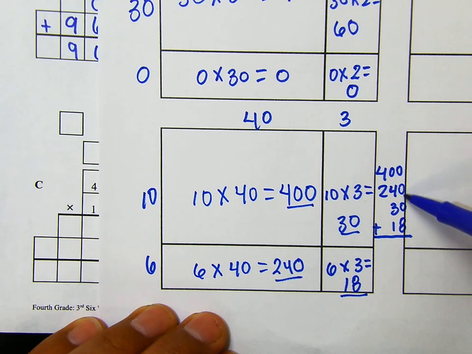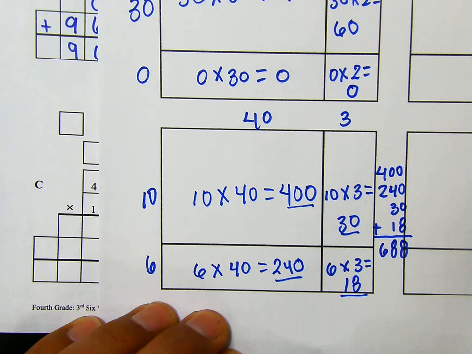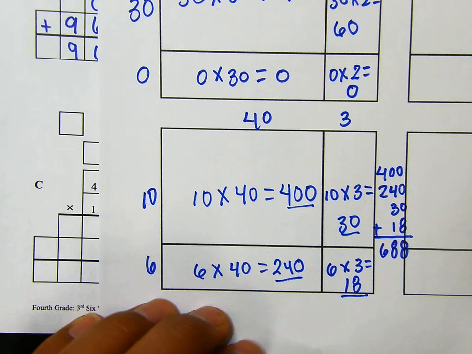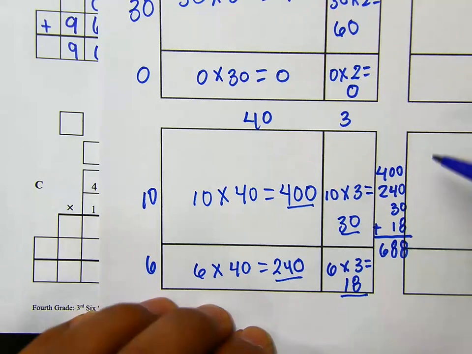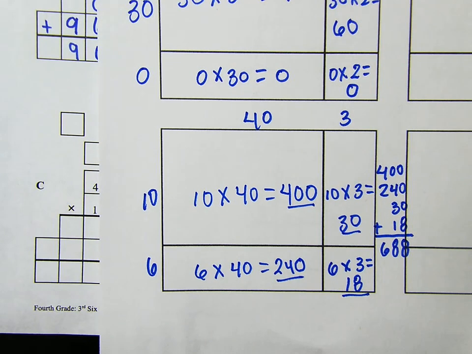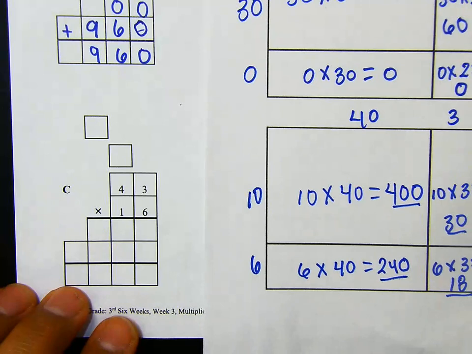So I go 0 plus 0 plus 0 plus 8, that equals 8. Then 4 plus 3 is 7, plus 1 more, that's 8. Then 4 plus 2 is 6. Our answer is 688. Remember, when you're adding these numbers, make sure you line up your place values correctly. So this is 688. So let's try it on the standard algorithm.